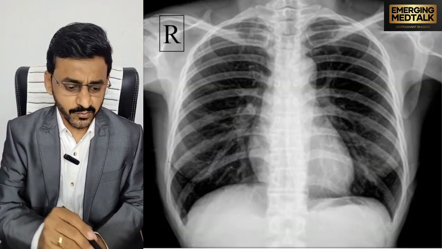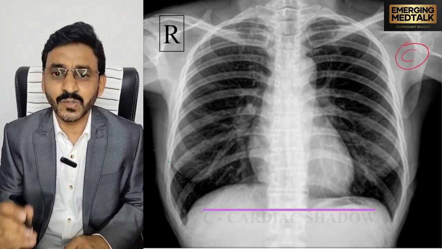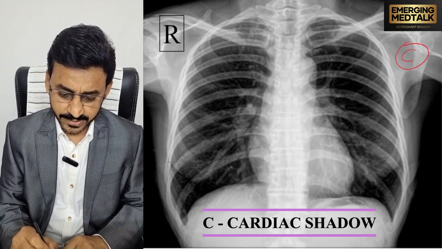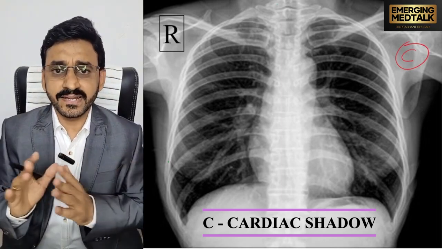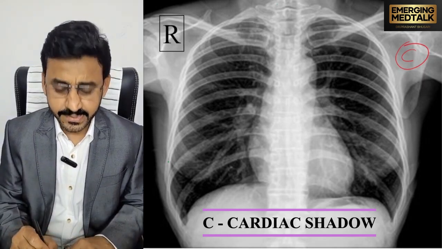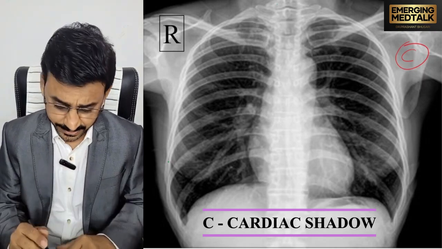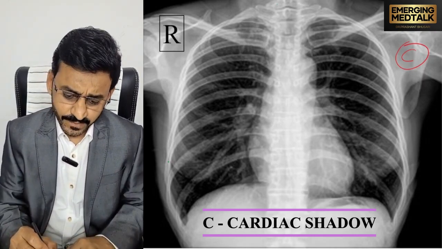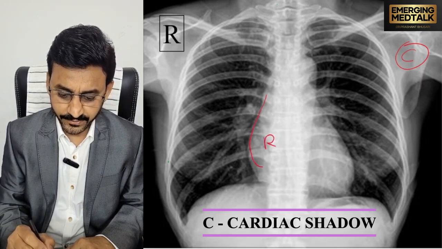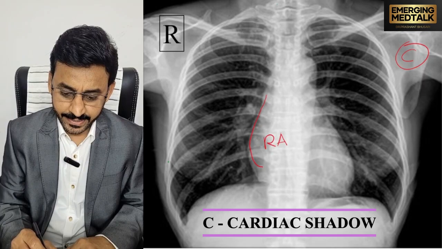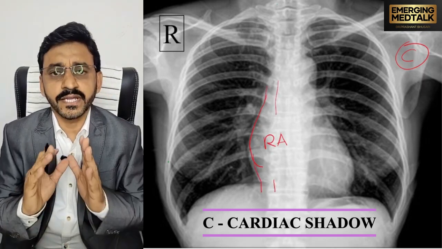After B, we'll discuss the third, which is also important, that is the cardiac shadow, C. The heart is situated within the mediastinum between the right and left lungs, and we can see the two borders, the right cardiac border and the left cardiac border. The major portion of the right cardiac border is formed by the right atrium, above by some portion of the superior vena cava, and below by some portion of the inferior vena cava.